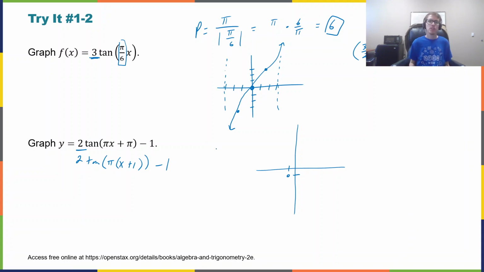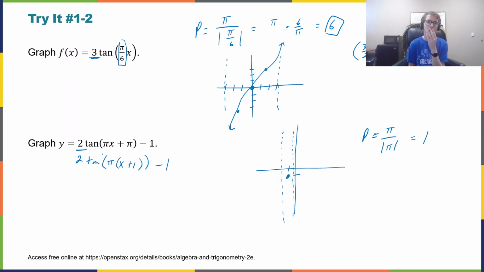Sorry about that. So the left 1, down 1 results in this point right here, -1, 1. Now let's find our period. All right, so the period is pi over b, which is pi, absolute value of pi, so the period is actually just 1, which means we go a half in either direction. Okay, so only half of a unit in either direction. This is a very compressed graph.